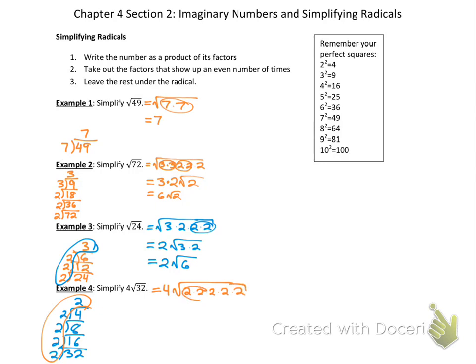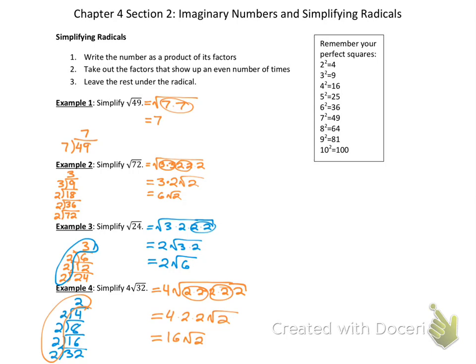Okay, so we circle pairs. That means we can take out 2 2's because we have 2 pairs. So we have 4 times 2 times 2, and then left under the radical is still a 2. Well, 4 times 4 is 16. So we have 16 root 2, and that is the simplified answer.